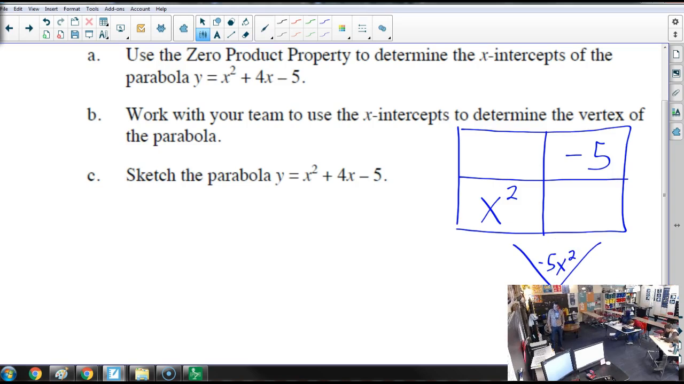Oh, this one's not bad. No, it's simple. Well, thank you for giving it to us. What 2 numbers add to positive 4 and multiply to negative 5? 5 and negative 1, right? So x here, x there. If I put a 5 there, I might as well put a negative 1 there. Oh wait, that's not right. I put in my B value instead of my C value.